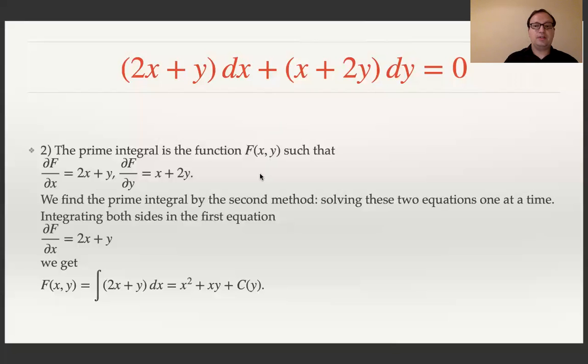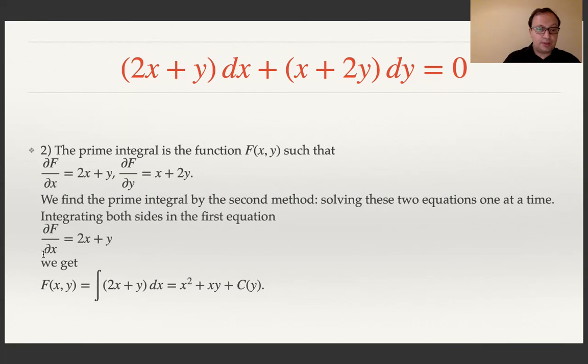And if the equation is exact, then let's try to find its prime integral. The prime integral will be a function f such that partial f over partial x is 2x + y, and partial f over partial y is x + 2y. So let's solve these two equations one at a time. This is the second method that I introduced in this course.